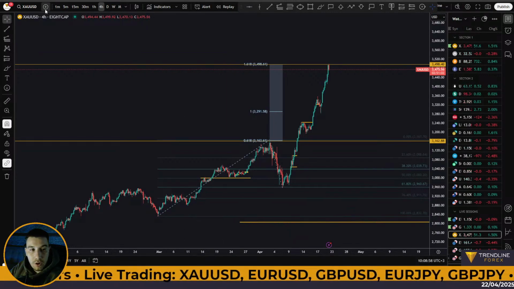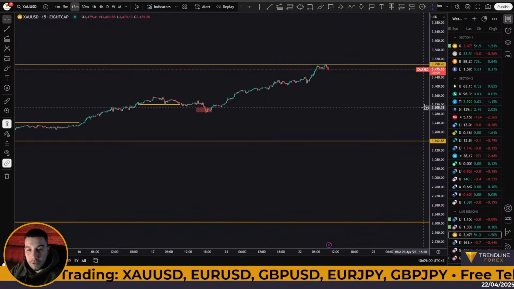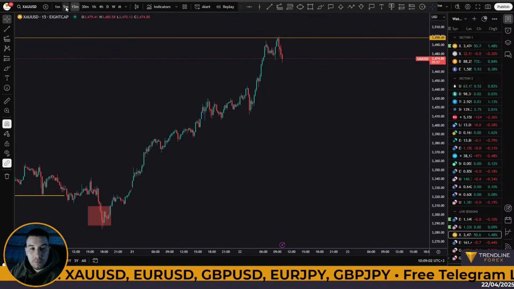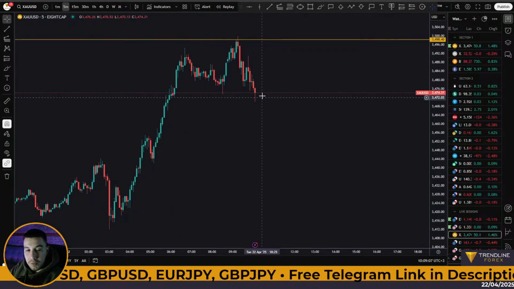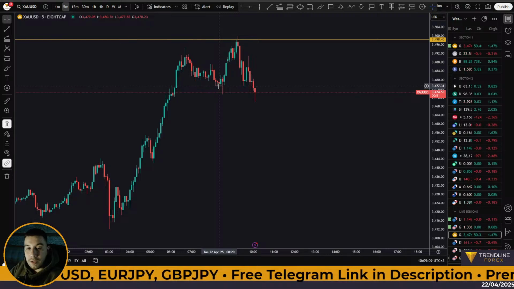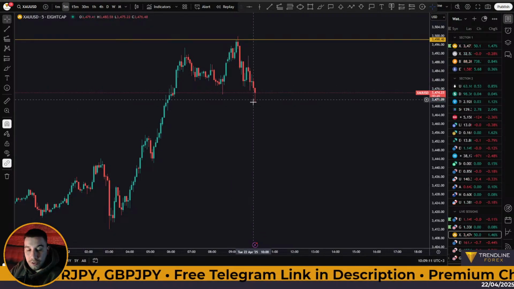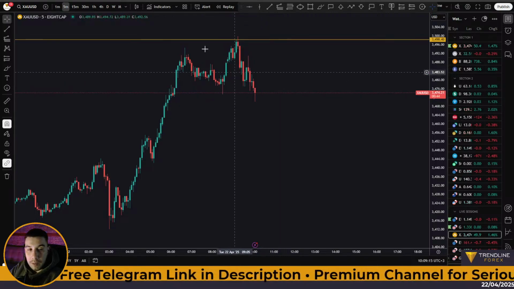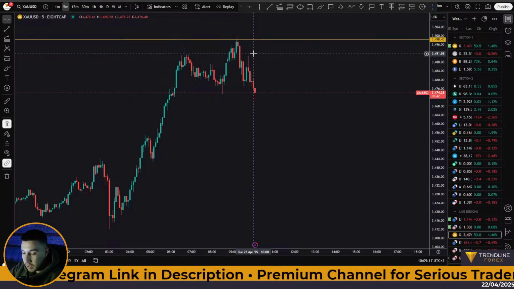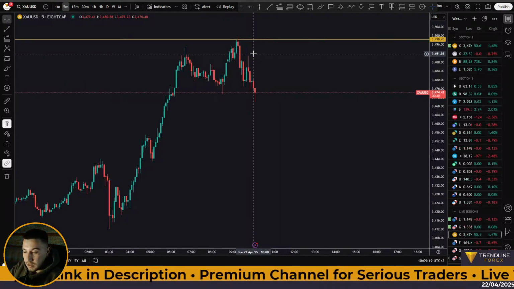So we'll see how it goes. Back to the 15-minute time frame. Let's check out the 5-minute time frame. So for now, I see some rejection while breaking below this most recent structure, but I actually think we're going to see this continuation happening. So I'm going to give it some time and see how it goes.